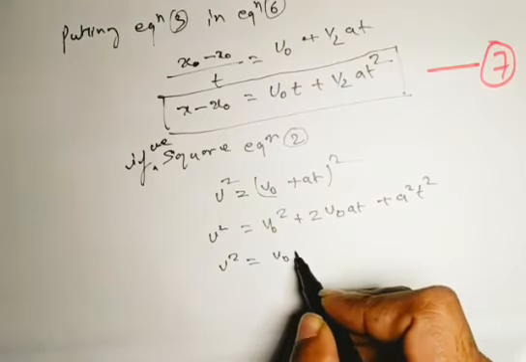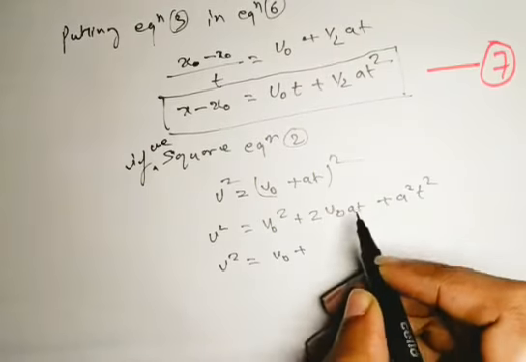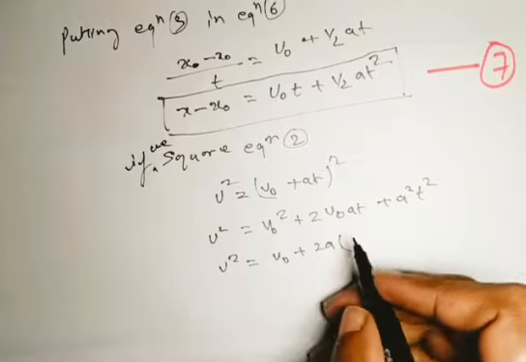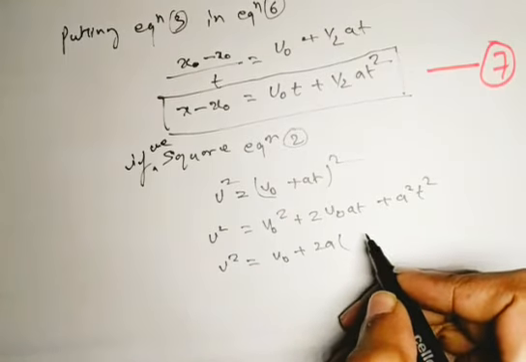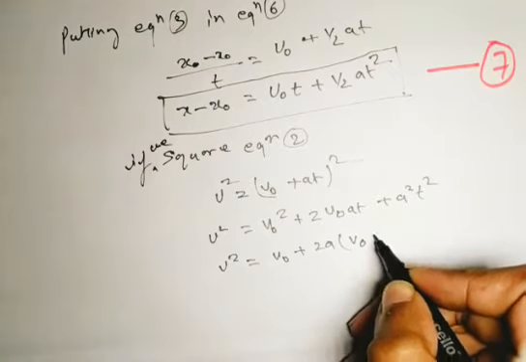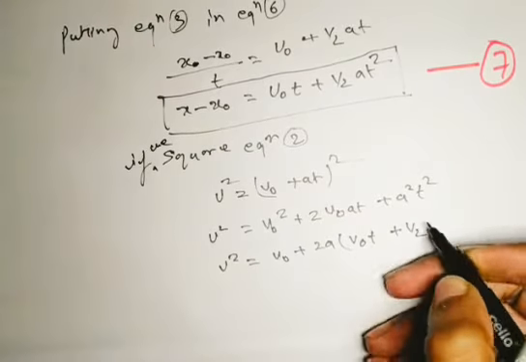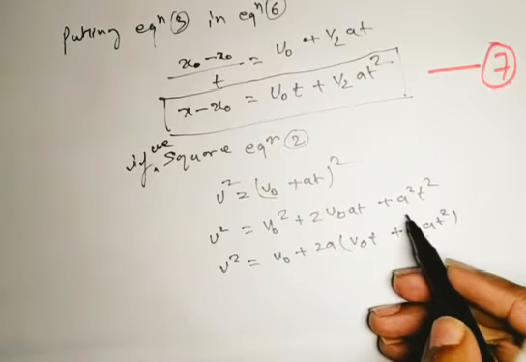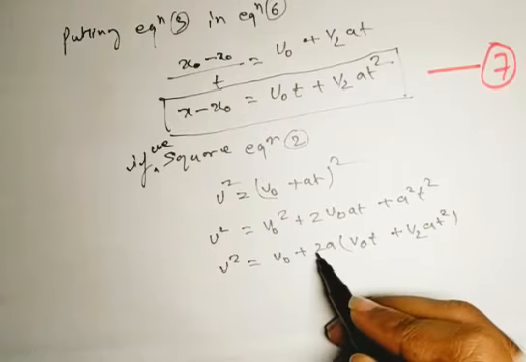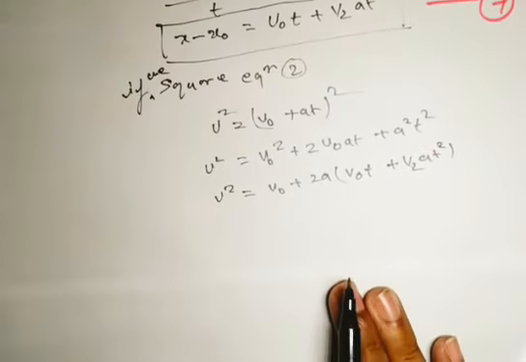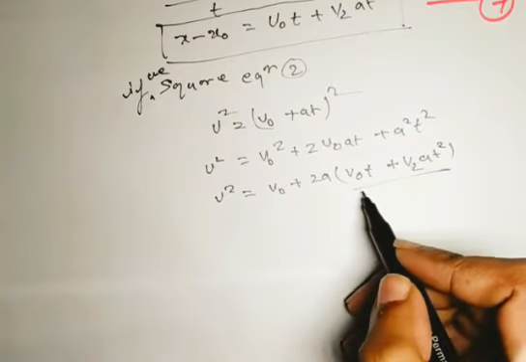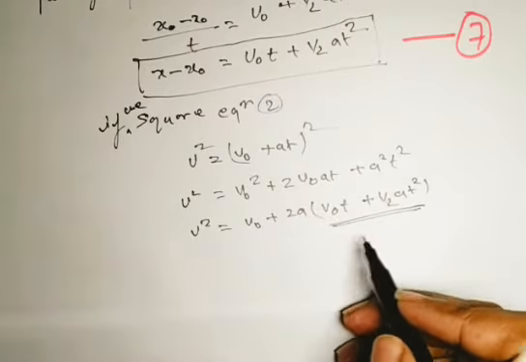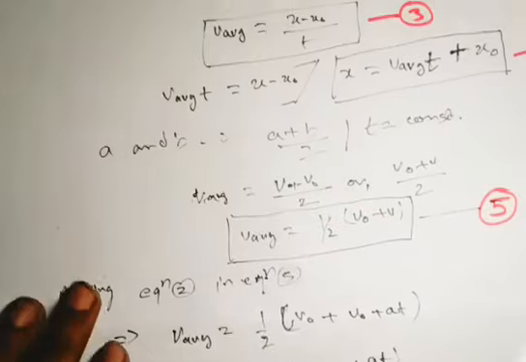If we take 2a common here, what do we get? v naught t plus half at square. First there should be a half multiplier to common out 2. So what is this formula? What is this equal to?